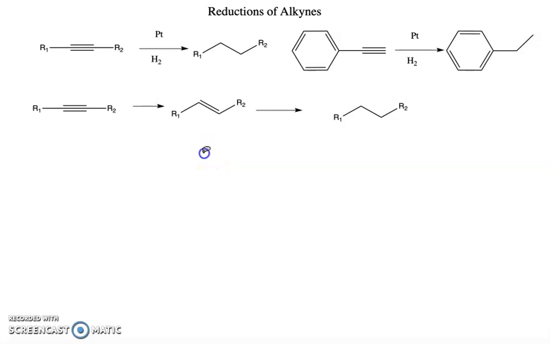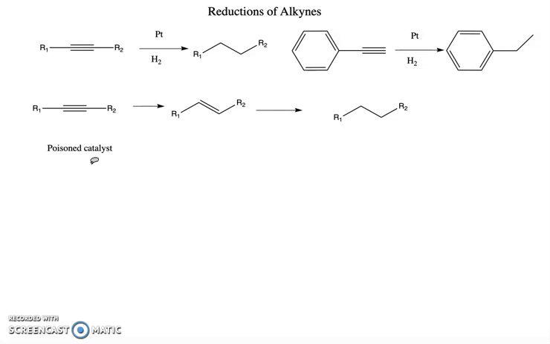What if we wanted to stop here, though, with our alkene? What if we wanted to go from a triple bond to a double bond? How do we do that? Well, what we need is a catalyst that is reactive enough to reduce the first double bond, but not reactive enough to reduce the second double bond. What we need is something called a poisoned catalyst. Now that's kind of a dramatic sounding name, but what the poisoned catalyst means is that we've done something to the catalyst to make it less reactive.